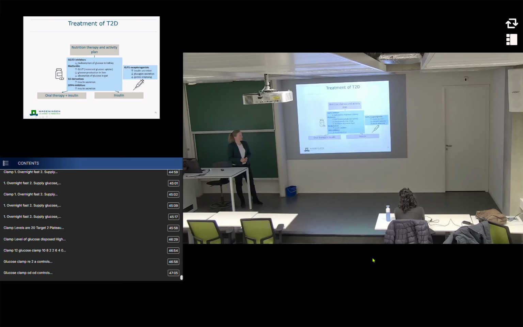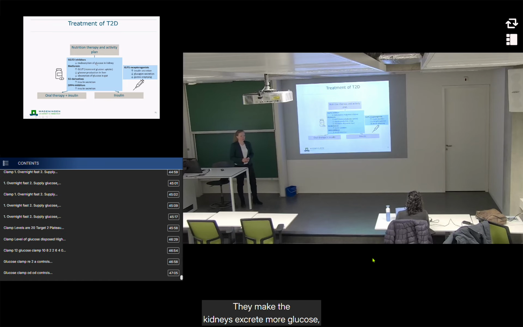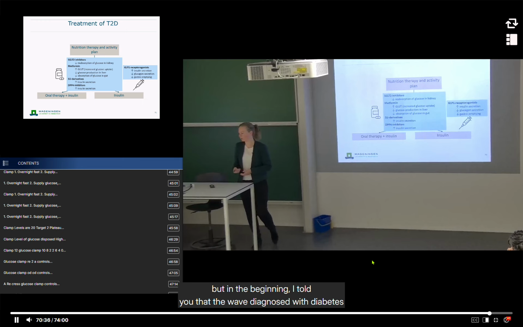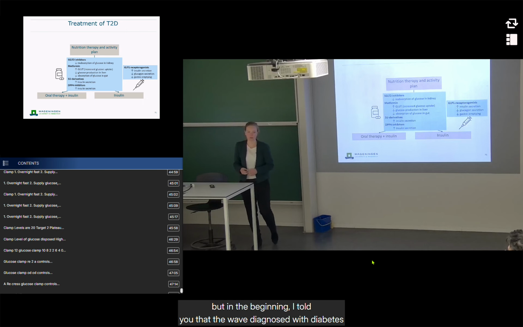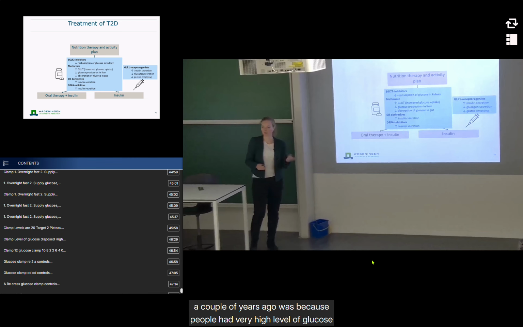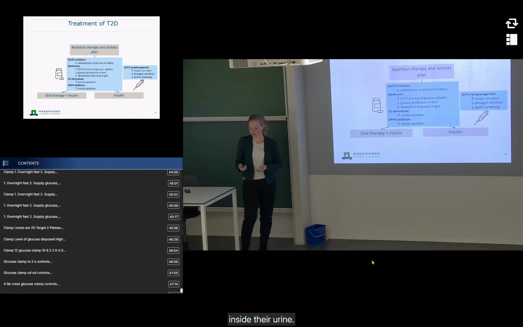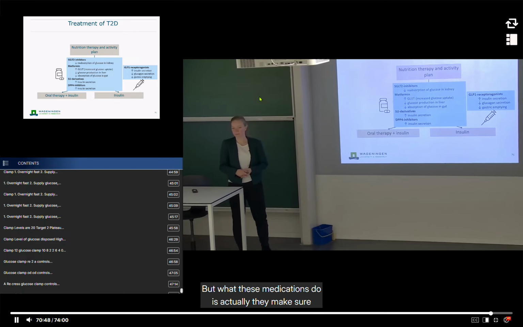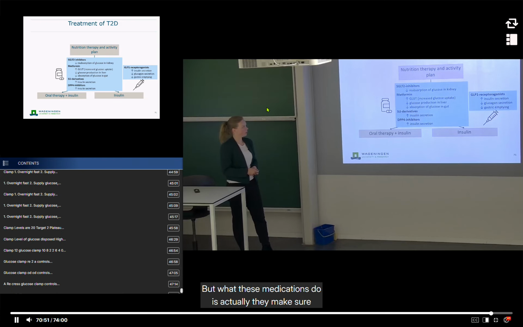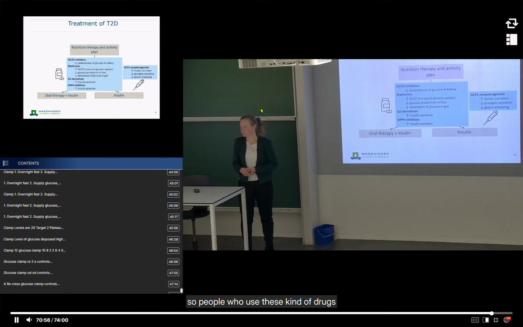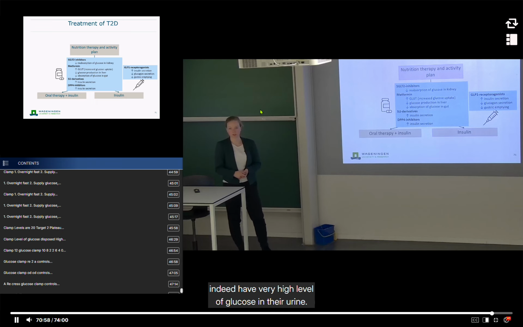SGLT2 inhibitors make the kidneys excrete more glucose. In the beginning I told you that the way of diagnosing diabetes many years ago was because people had very high levels of glucose in their urine. What these medications do is make sure that your body gets rid of the glucose by peeing it out. So people who use this kind of drug indeed have very high levels of glucose in the urine.